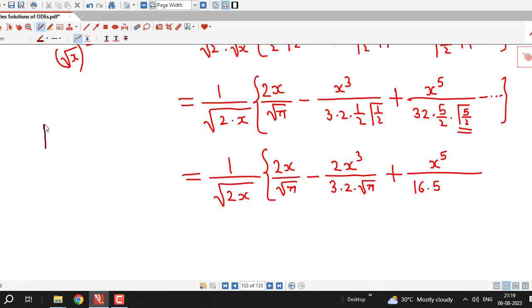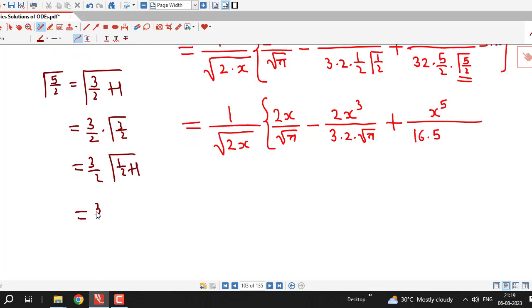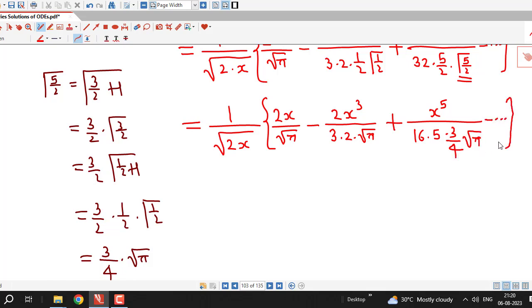Here we are simplifying gamma 5 by 2. Gamma 5 by 2 we can rewrite as gamma 3 by 2 plus 1, and this is 3 by 2 into gamma 3 by 2. Again gamma 3 by 2 can be written as gamma 1 by 2 plus 1. So again I can use that property, gamma n plus 1 is n into gamma n, and this is 3 by 4 into gamma 1 by 2, which is square root of pi. So that I can directly substitute here, 3 by 4 square root of pi, and so on.